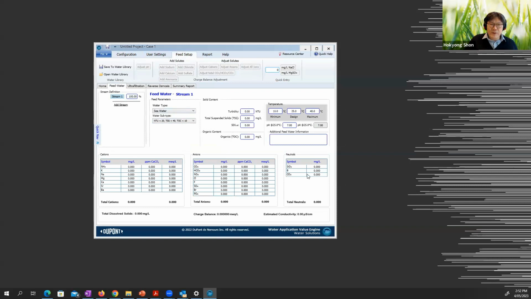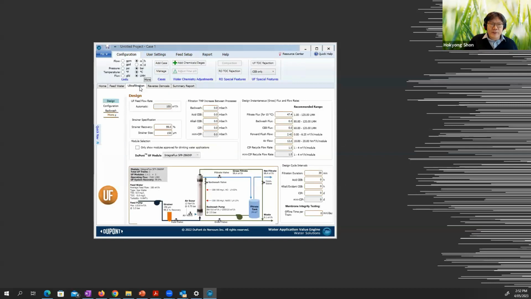You can put all the necessary values which you already know. And then for ultrafiltration, you can design the automatic strain recovery and backwashing. So you will get all the necessary information in this ultrafiltration membrane.